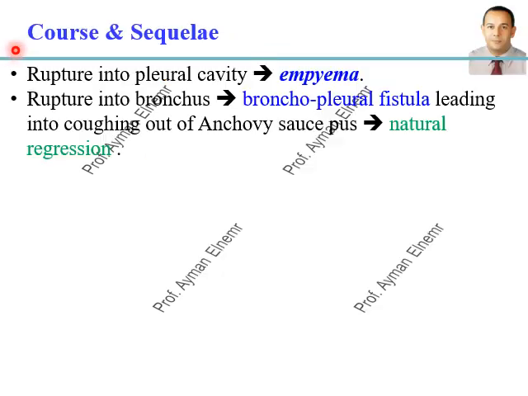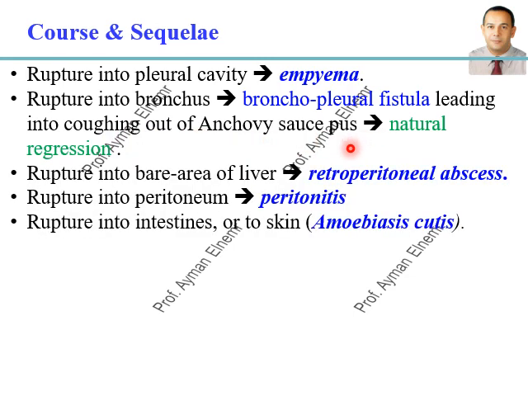The course and sequelae of amoebic liver abscess. The abscess may rupture into the pleural cavity leading to empyema. It may rupture into the lung and the bronchial tree leading to bronchopleural fistula, which leads to cough and expectoration of the anchovy sauce pus, and this may be a natural cure. It may rupture into the bare area of the liver leading to retroperitoneal abscess, may rupture into the peritoneal cavity leading to peritonitis, or may rupture into the intestine, or even may rupture to the skin leading to amoebiasis cutis.